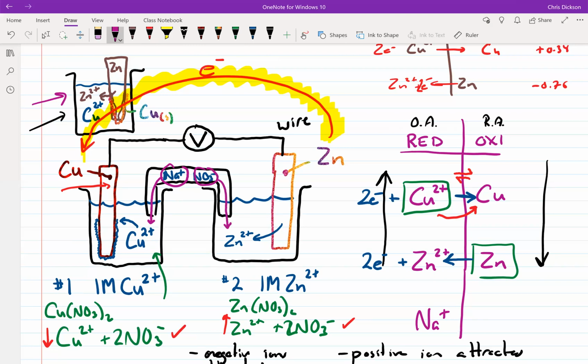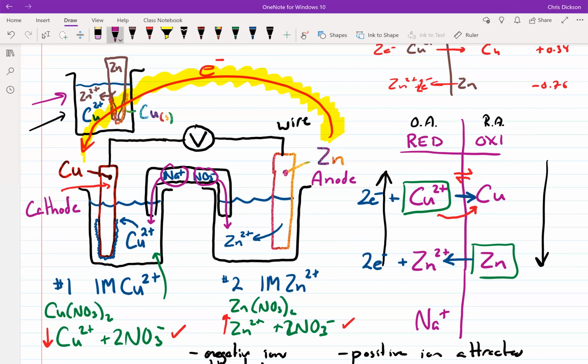Now, remember we said that oxidation was occurring at the anode and that reduction was occurring at the cathode. So that silly little expression, An Ox, Red Cat. So the oxidation reaction is occurring at the zinc electrode, which makes this the anode. And the copper is where reduction's occurring, so this is the cathode.